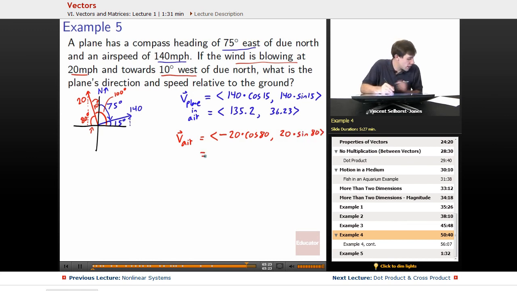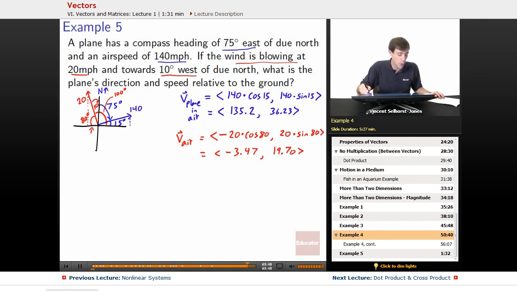Work that one out with a calculator, and we get... oh, whoops, sorry. I wrote the entirely wrong thing. I meant to write negative 3.47. Read the wrong thing off of my notes. Negative 3.47, comma, 19.70.